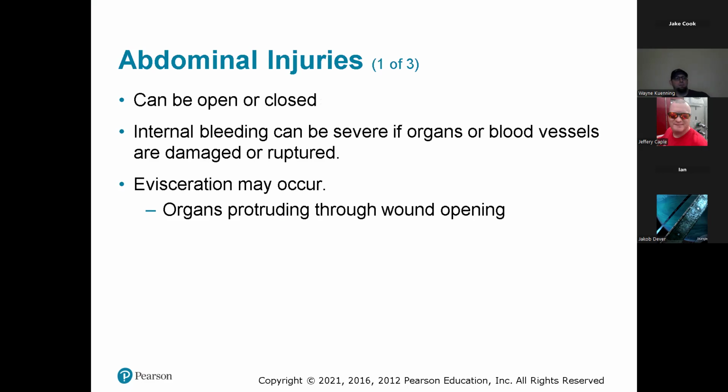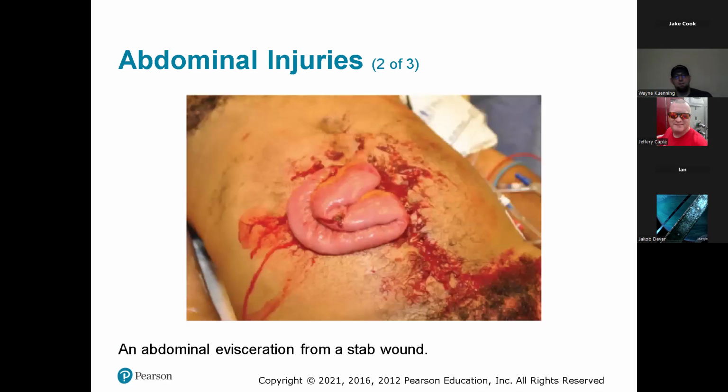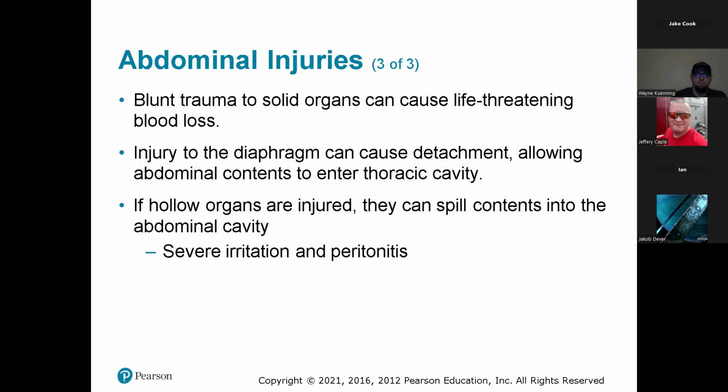Abdominal injuries obviously can be open or closed. Internal bleeding can be severe if one of your solid organs is damaged or ruptured. Evisceration may occur, which means organs are protruding through the wound. That's a good representation of an evisceration from a stab wound. We'll talk about how we manage that here in just a little bit.